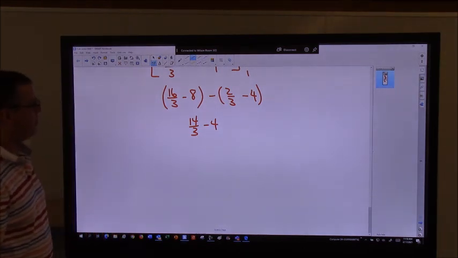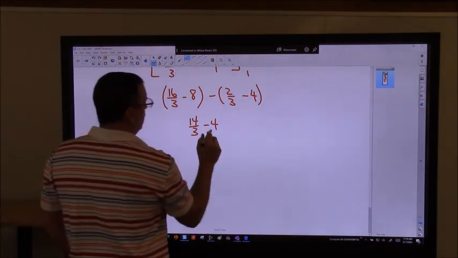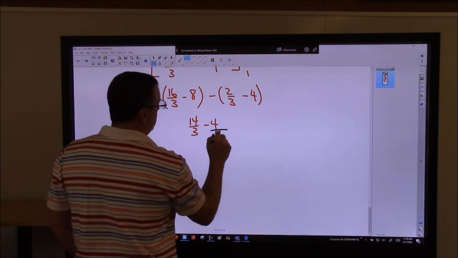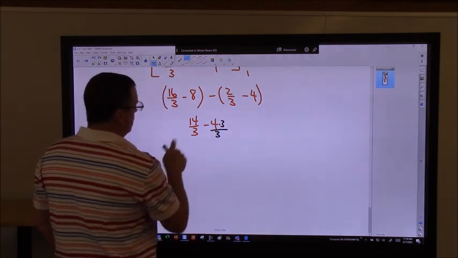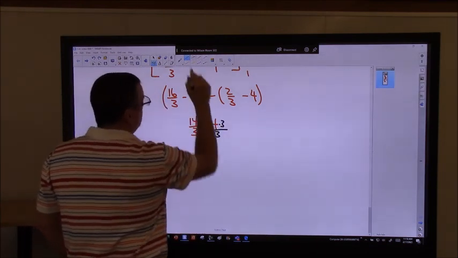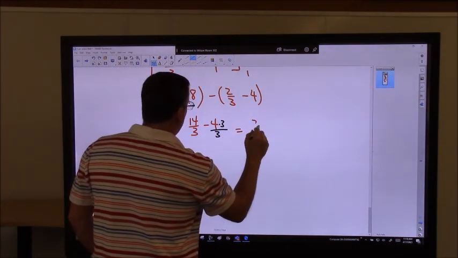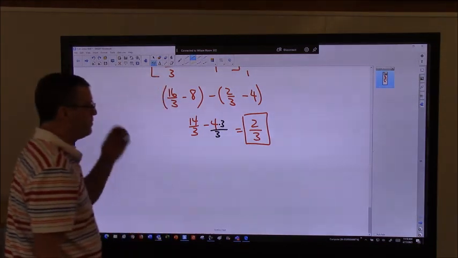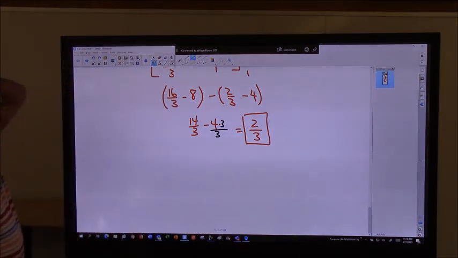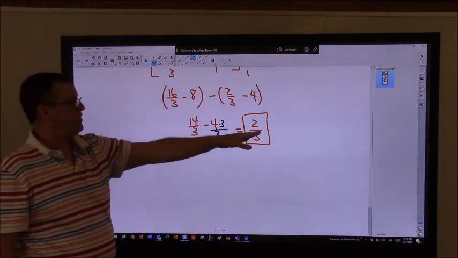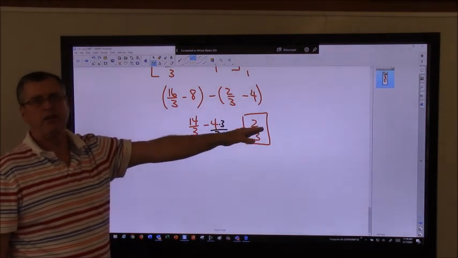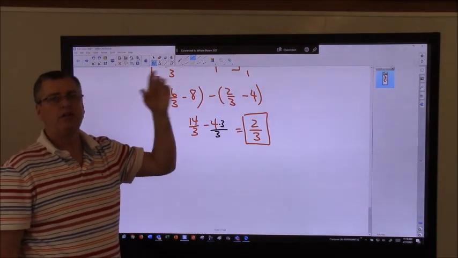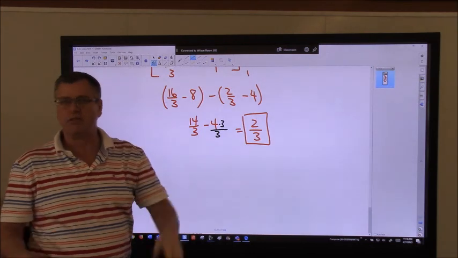And now I'll think common denominator. If I multiply top and bottom of this by 3, I've got 14 minus 12. So that would be 2/3. There's my answer. And I'm not putting square units down because nobody said anything about area. We're just evaluating an integral. So in the end, my answer is just some number.